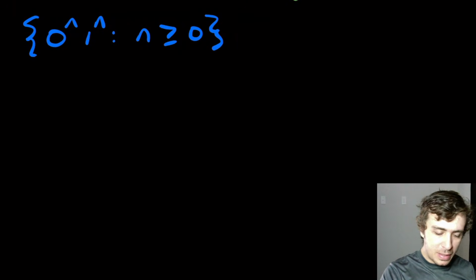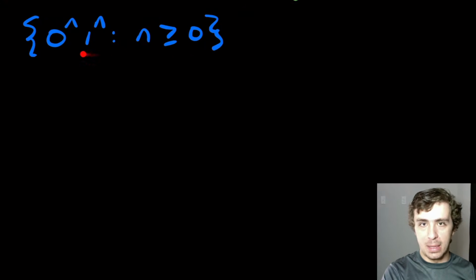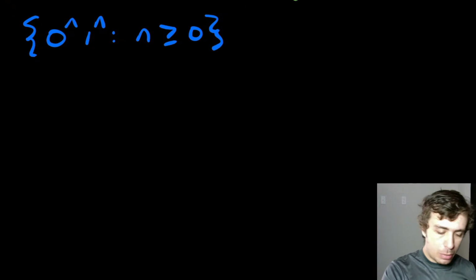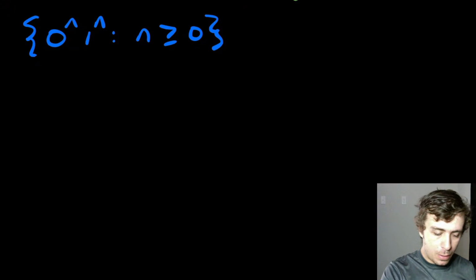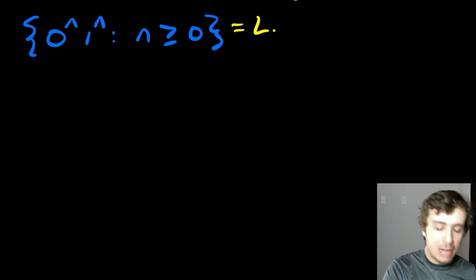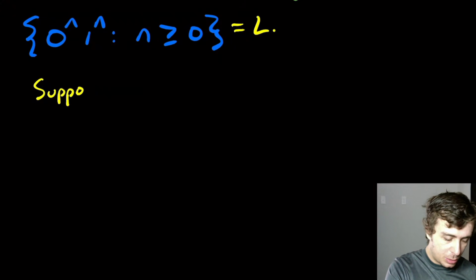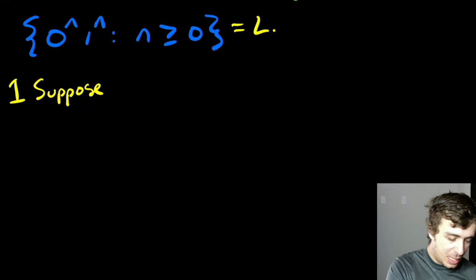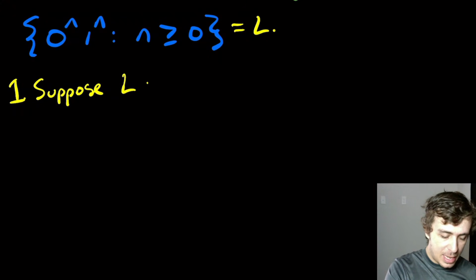Okay, let's prove that this language is not regular. So how would you prove that this language is not regular? You always start every single proof of showing non-regularity by supposing that this thing is regular. So let's call this language L. The first step is: suppose L is regular.